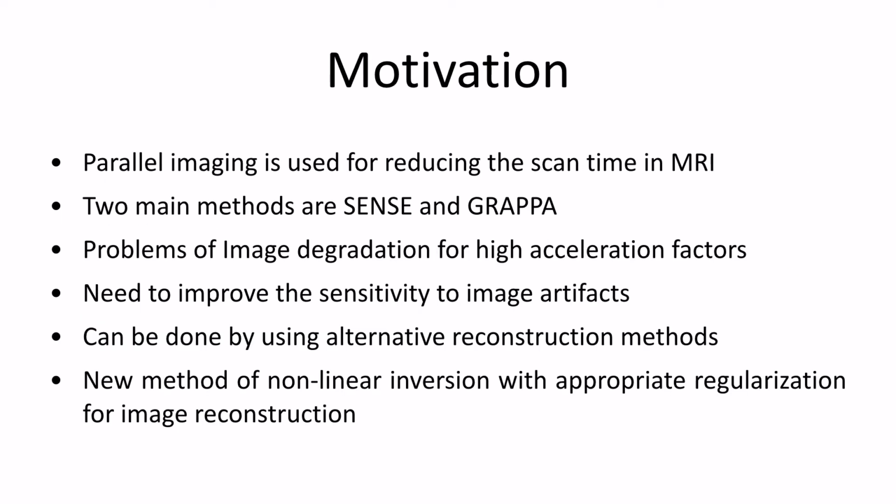The advantage of using parallel MRI is that it reduces the scan time because we undersample the k-space using a lesser number of phase encodes. The two widely used techniques in parallel MRI are SENSE and GRAPPA, but they have some drawbacks due to which we obtain degraded images for high undersampling factors. Hence, we need to use an alternative method for reconstruction which is less sensitive to image artifacts. So a new method of nonlinear inversion with regularization can be used for better reconstruction.